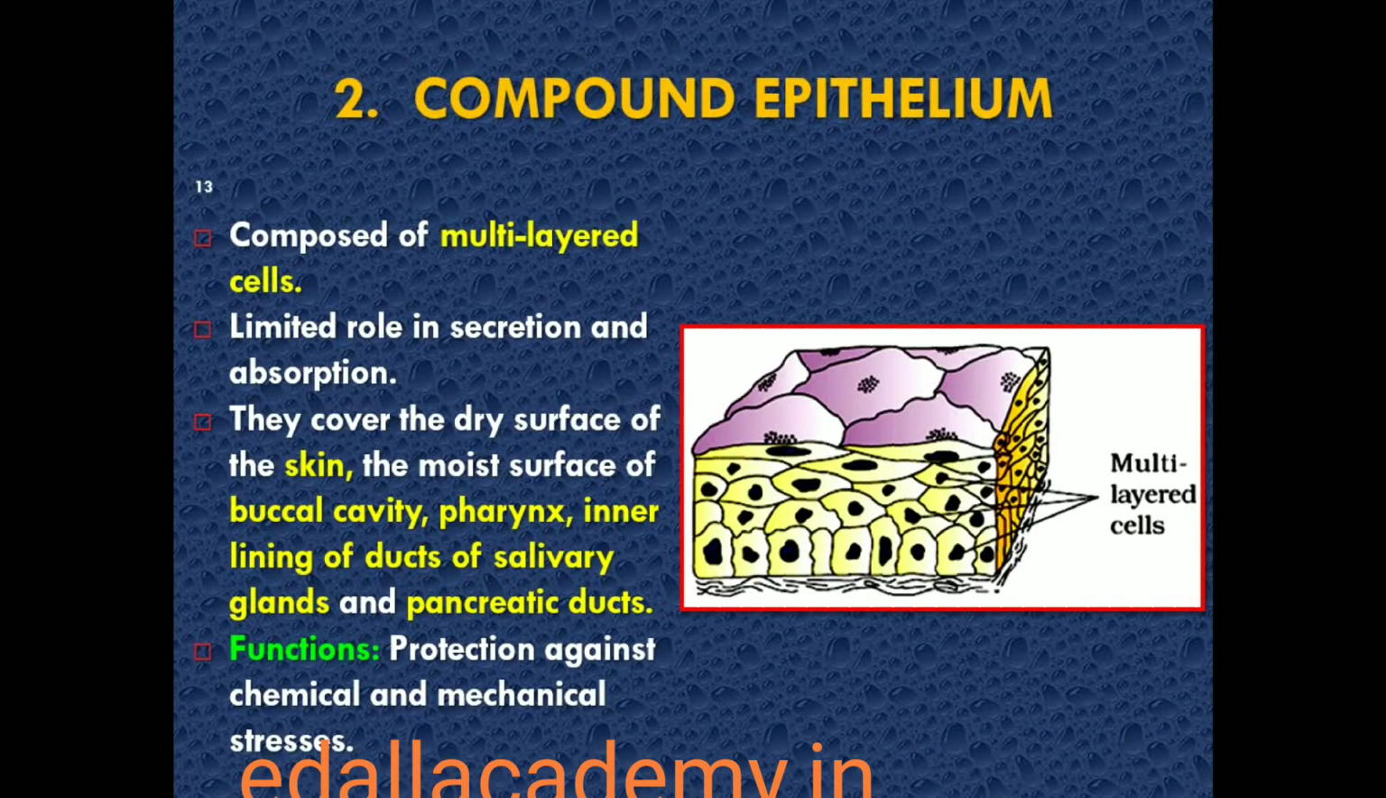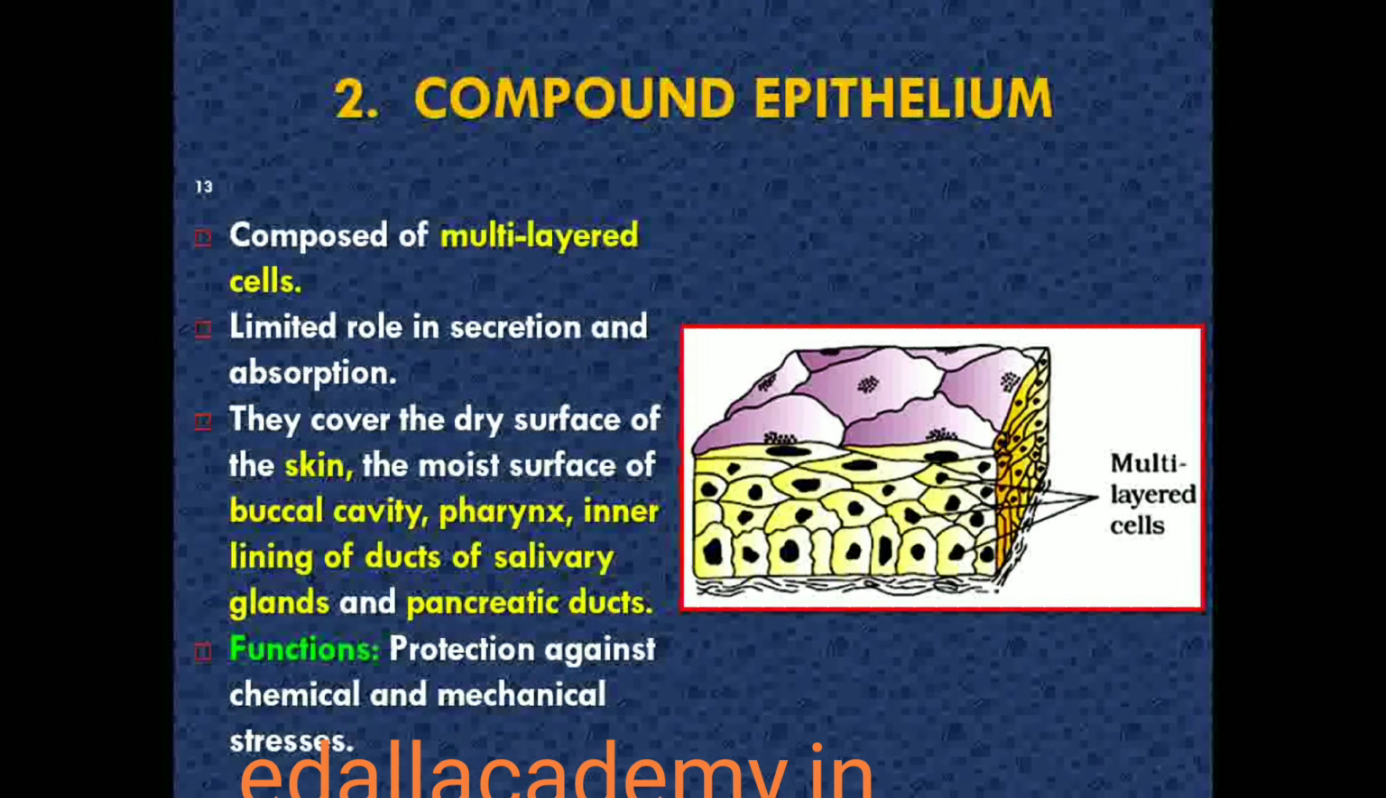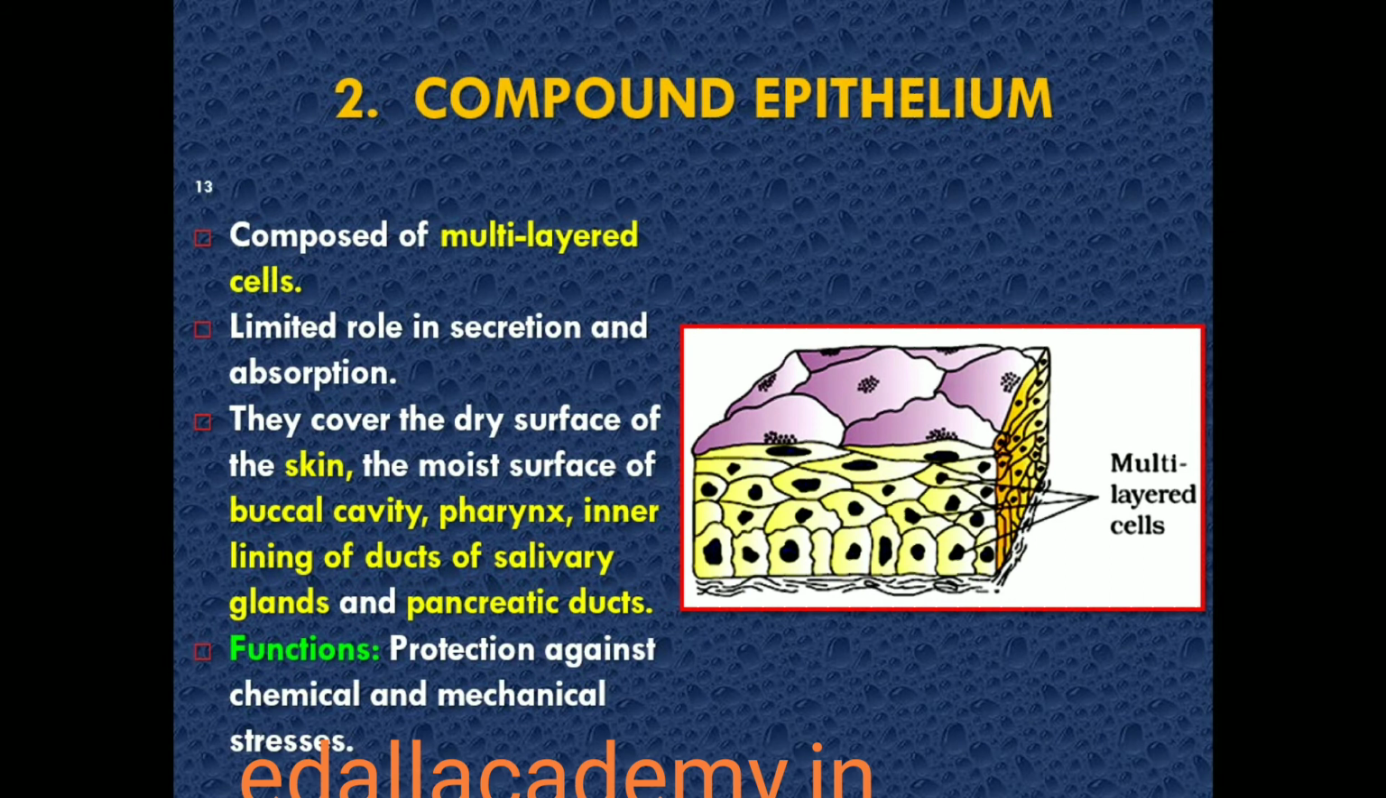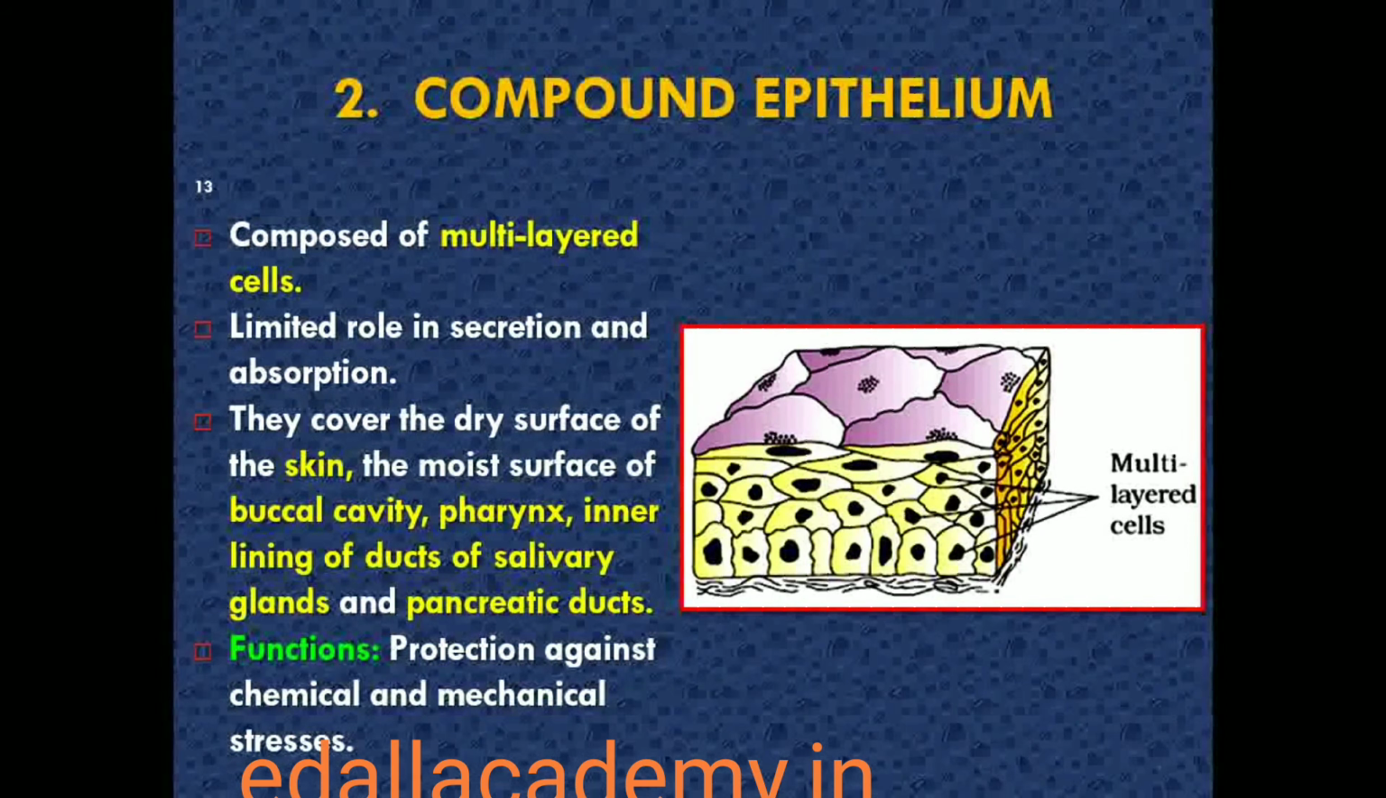Compound epithelium is made of more than 1 layer, multi-layered, of cells and thus has a limited role in secretion and absorption. Figure 7.3. Their main function is to provide protection against chemical and mechanical stresses. They cover the dry surface of the skin, the moist surface of buccal cavity, pharynx, inner lining of ducts of salivary glands and of pancreatic ducts.